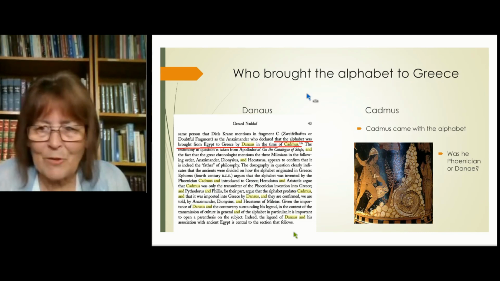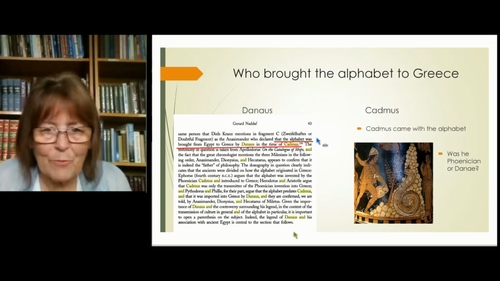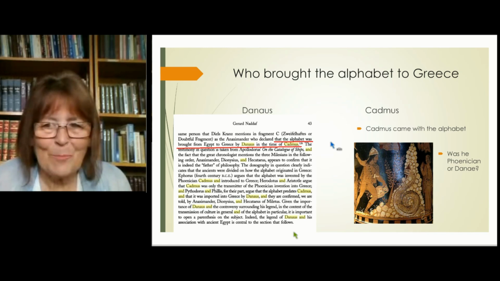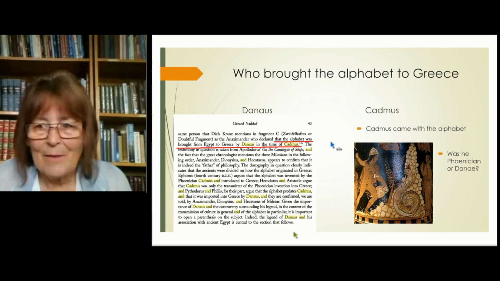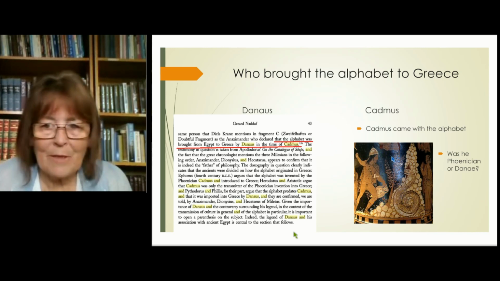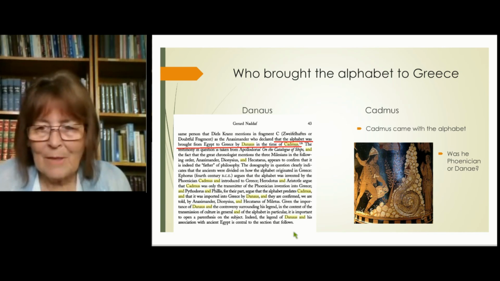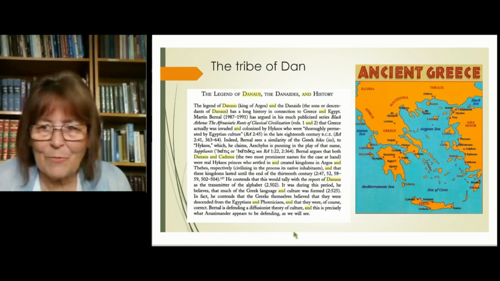And well, I just have to go through this a little bit. But what they say is the alphabet was brought from Egypt to Greece by Danaus in the time of Cadmus. It's the other way of putting it, but it's interesting, isn't it? It came with Danaus, and it came at that time that we know it was developed from the Phoenicians, or the Proto-Hebrew language. And some say Cadmus was together with Danae from Egypt, and others say he was Phoenician. But it's so long ago, so they don't have much written.